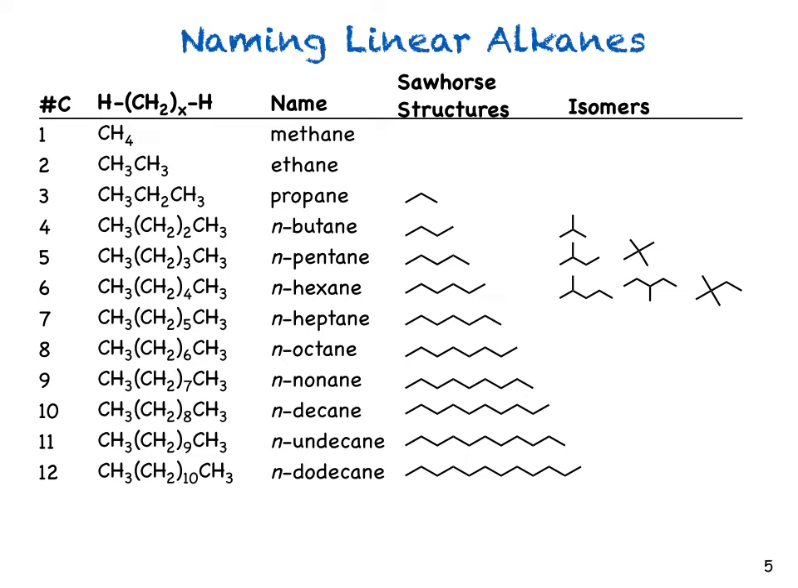Linear alkanes have names depending on how many carbons are in the chain. So we don't call the CH4 a chain of carbons, that's one carbon. Ethane we could call a chain of 2, but there's no way to draw.